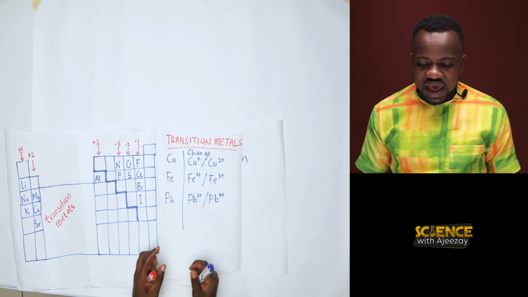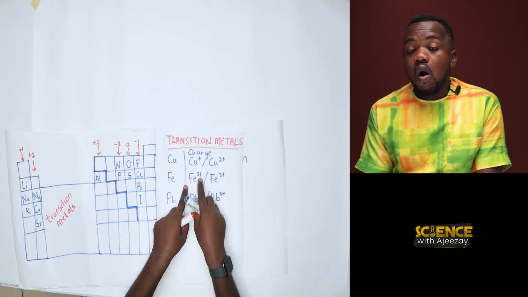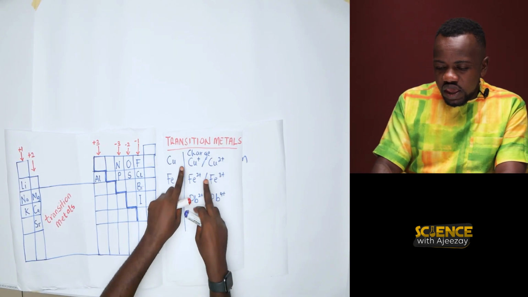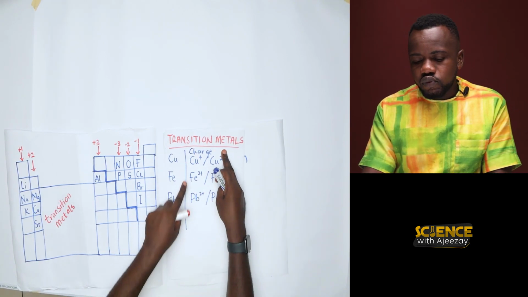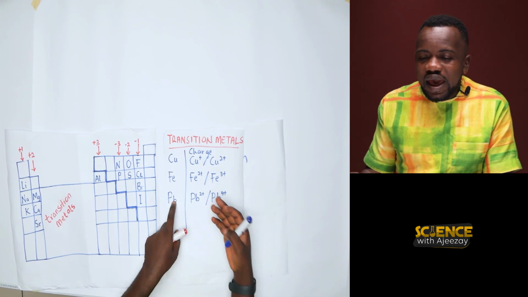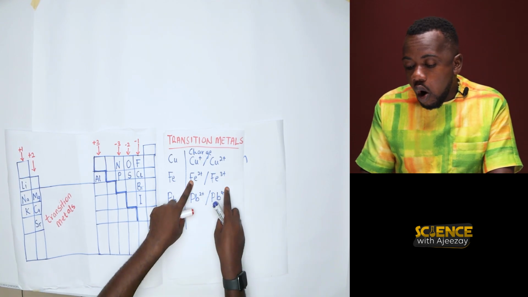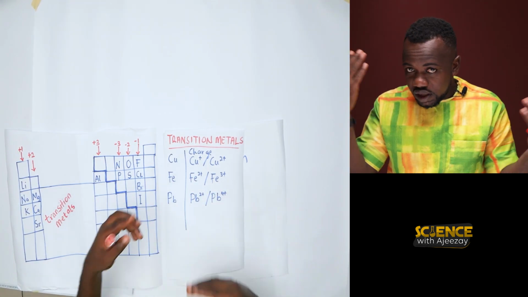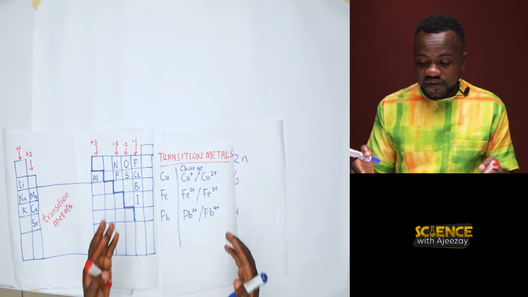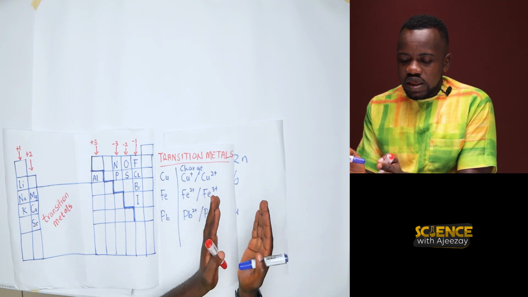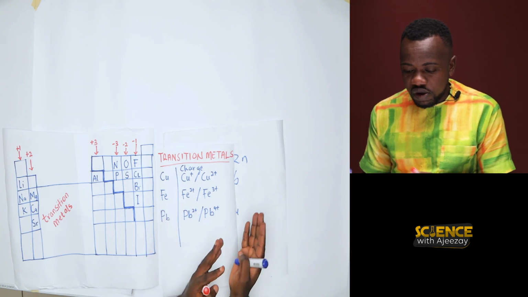Good. We can have copper existing as copper 1 or copper 2, so it can form a compound with this one or with this one. Iron can form a compound with iron 2 or iron 3 and so forth. So without much ado, let's take a few examples with the transition element and then a non-metal.